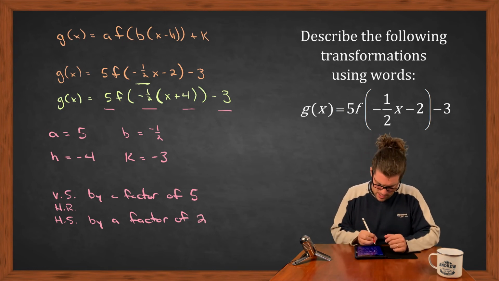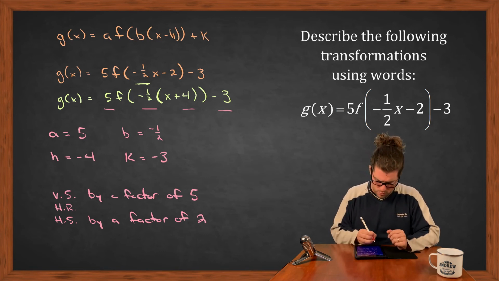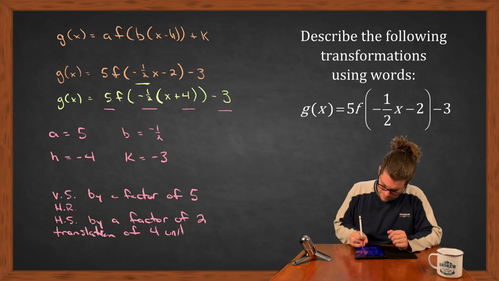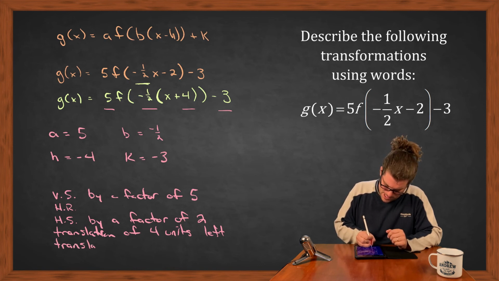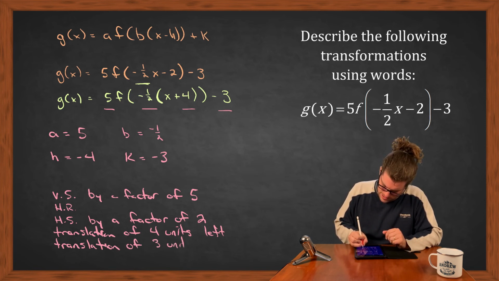Moving to the next one, the h value is going to be a translation of 4 units left. So I'll write that out: translation of 4 units left. And last, the k value is going to be another translation, and that one's negative, so we're going down. Translation of 3 units down.